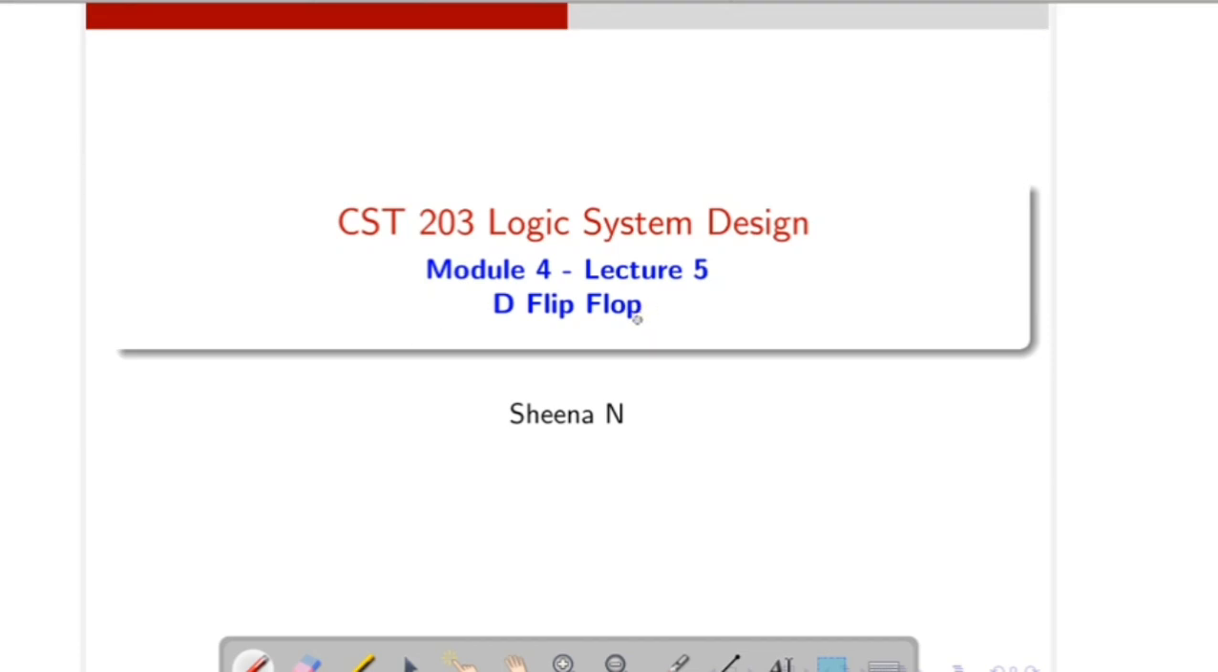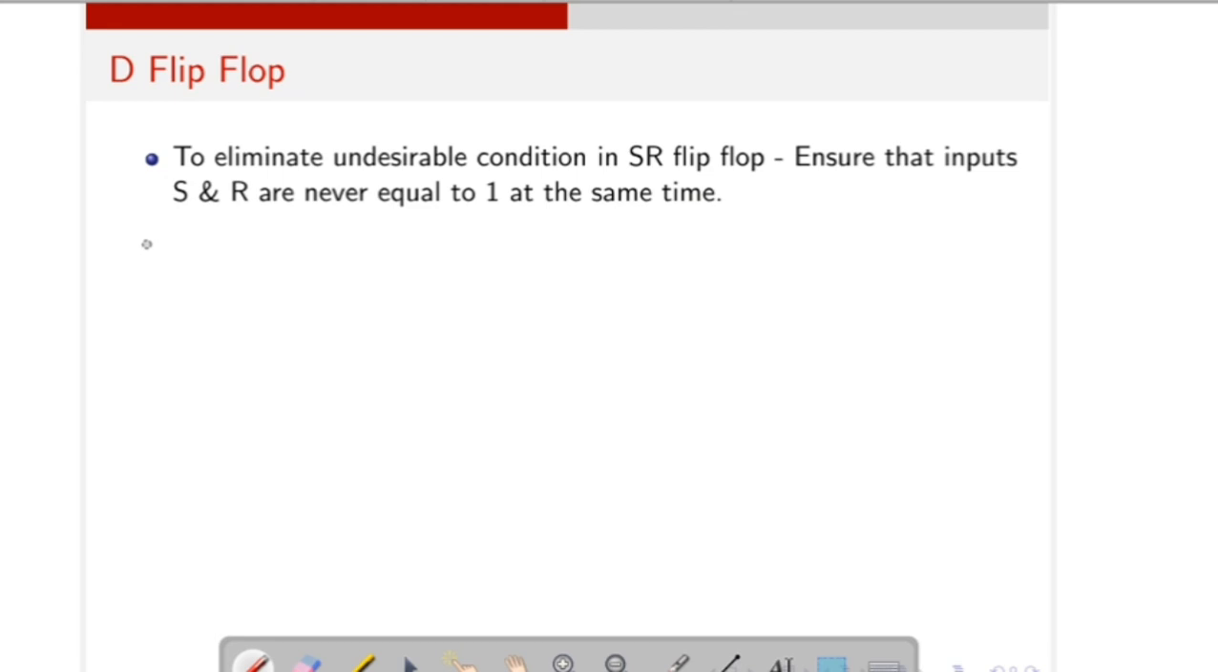Hi students, in this video we will study D flip-flop. We have already studied SR flip-flop and you all know the truth table of SR flip-flop. The truth table has S and R input and Qn+1 as the output.